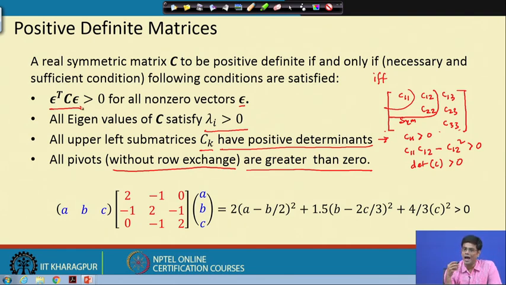That is the first condition. All eigenvalues of that matrix should be greater than 0, and all the upper left submatrices, that is C11, then C11, C12, C22, and this is the first submatrix, this is the second submatrix, and this is the full matrix since it is a 3 cross 3 matrix, will have positive determinants. Then all pivots without any row exchange; keep in mind that it is without row exchange. If all pivots are greater than 0, then the matrix is said to be a positive definite matrix.